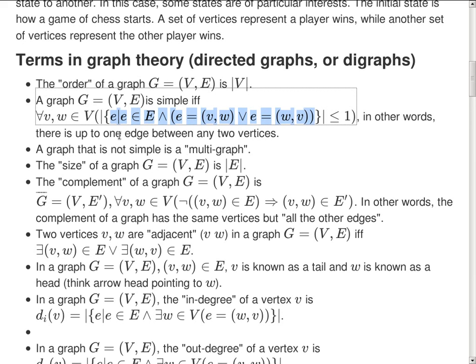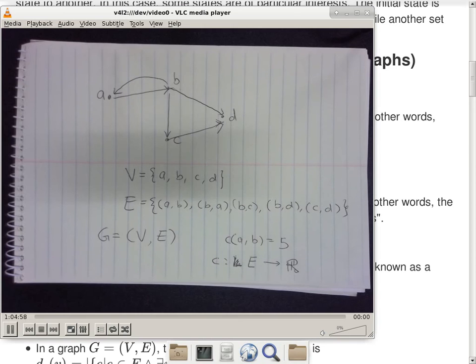Can you draw an example of a multigraph? A multigraph. A graph that is not simple is a multigraph? Yes, sure, I can do that. The one that we have, because we have AB and then we have BA.